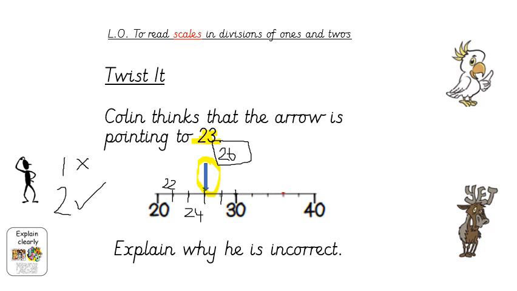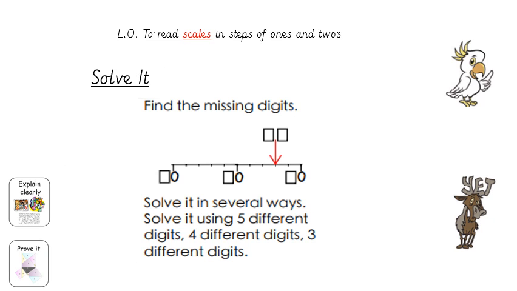So let's go on, let's see what the solve it is. So here is the solve it. It says find the missing digits. Okay, you can solve it in several ways. There's not just one answer, there's lots of answers. Can you solve it using 5 different digits, then 4 different digits, and then 3 different digits? So when you're doing this, you are going to, at the end, have the solve it done 3 ways.